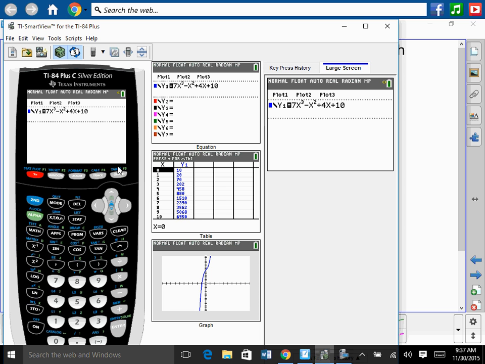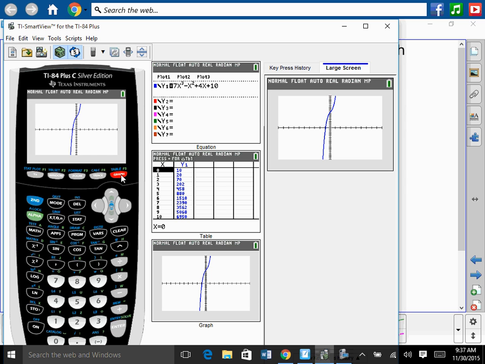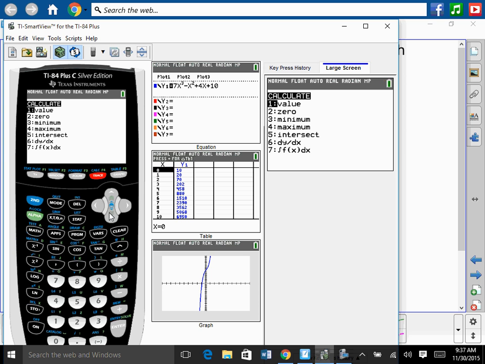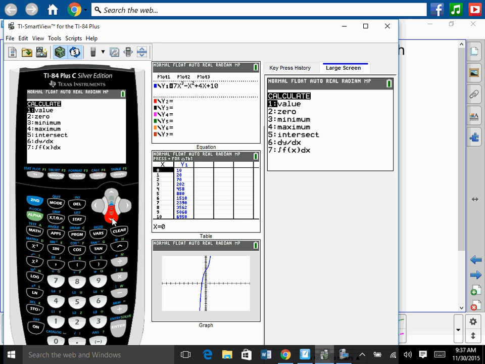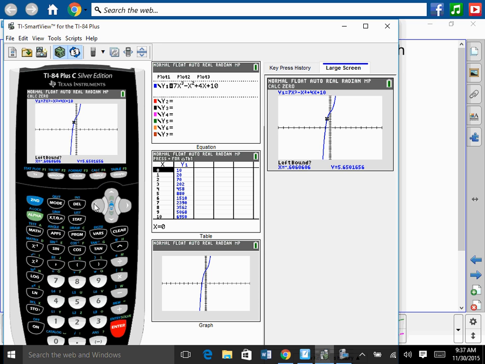Oh, it said error for some reason. I must have gone too quick. Second trace. Did anybody else happen to graph that? Intersect. Oh, I said intersect. That's probably why. So it's a zero. Left bound, enter, right bound. Okay, point. So it's crossing at negative 0.9209.